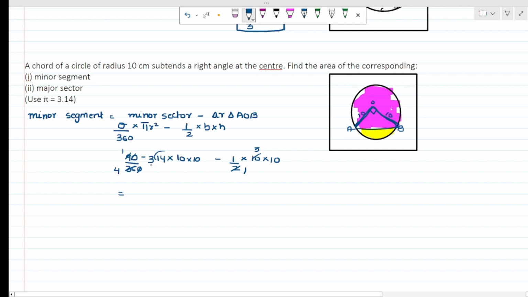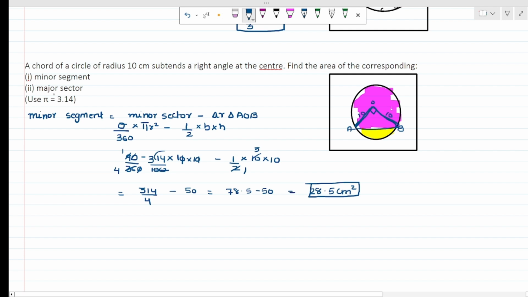Now, in case of this 3.14, you can write down 100 over here. This 0 is getting cancelled. If I remove this decimal from 3.14, I can write 314 upon 100, and this 0 is getting cancelled with this 10. So, I will get my answer 314 upon 4 minus 50, which equals 78.5 minus 50. Okay, so I get my answer as 28.5 centimeter square. This is my answer for the yellow shaded region, which is my minor segment.